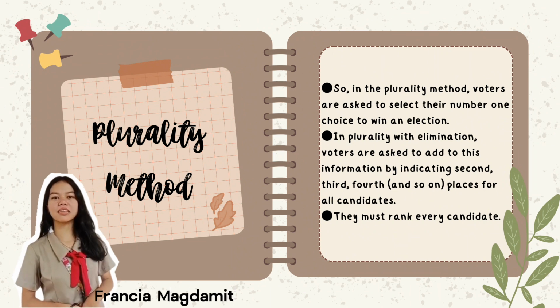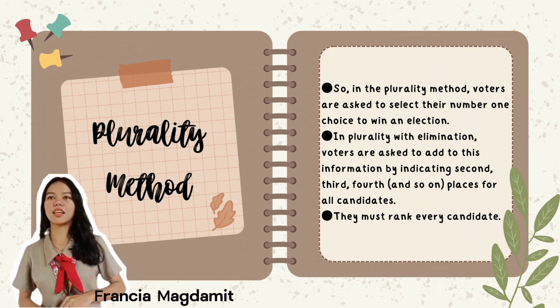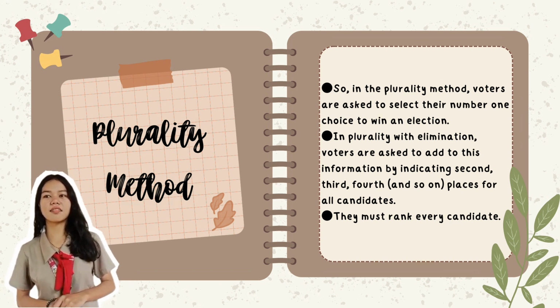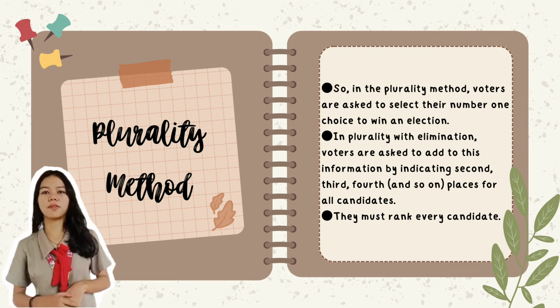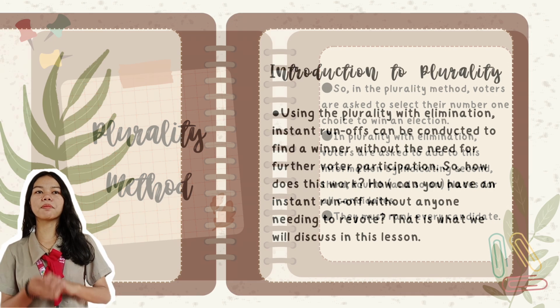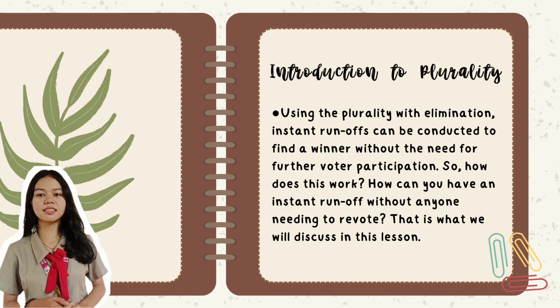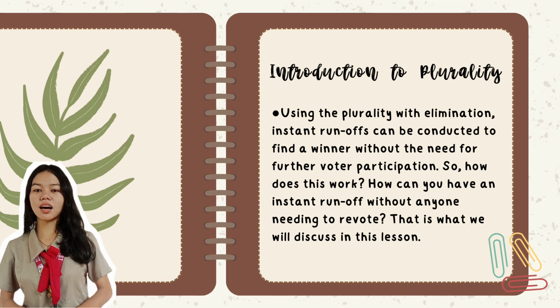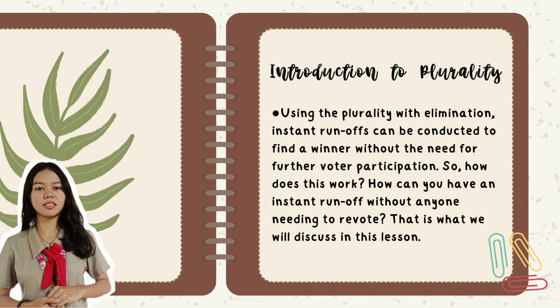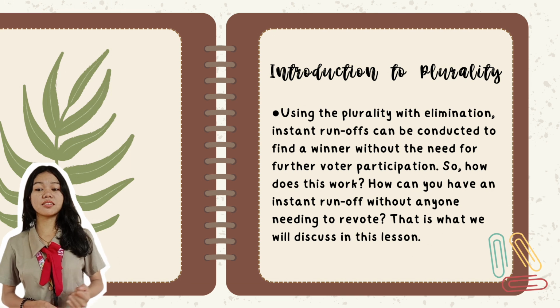So, in the plurality method, voters are asked to select their number one choice to win an election. In plurality with elimination, voters are asked to add this information by indicating second, third, fourth, and so on places for all candidates. They must rank every candidate. Using plurality with elimination, instant runoffs can be conducted to find a winner without the need for further voter participation.